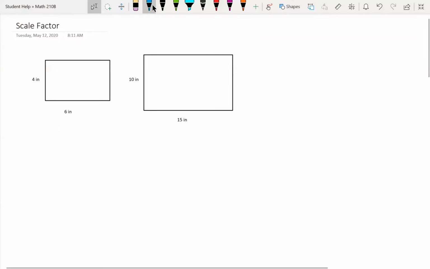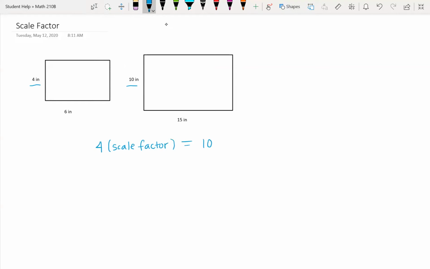So for example, this side that I have here on the left, which is 4 inches, corresponds to this side over here on the left, which is 10 inches. And so if I want to determine the scale factor between them, I'm trying to figure out what number it was that I multiplied 4 by to get 10. So if I divided both sides by 4, I have 10 over 4, or 5/2. So it looks like the scale factor in this case is 2.5.